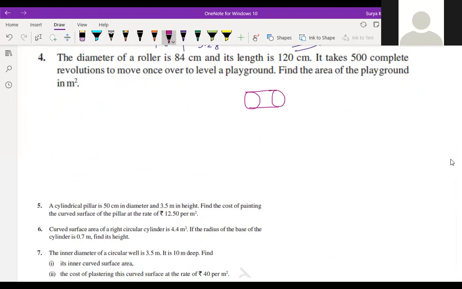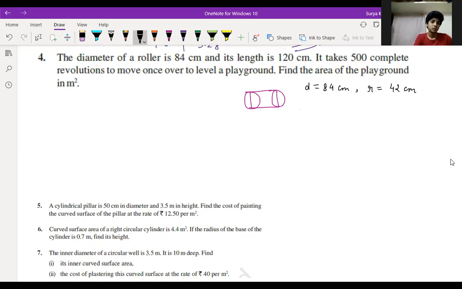This will be rounding on the road and makes the surface smooth. So there is a drum-like thing here and here also a drum, and this will roll on the road like this, correct? So the diameter of the roller is given over here. The diameter of the roller is 84 centimeter. It means that the radius is equal to what? 42 centimeter.